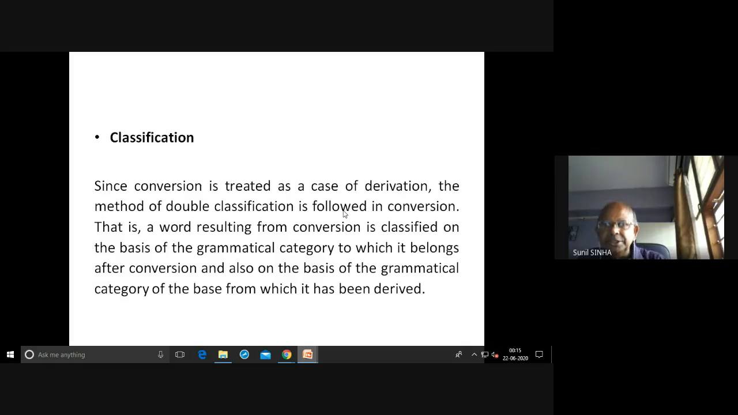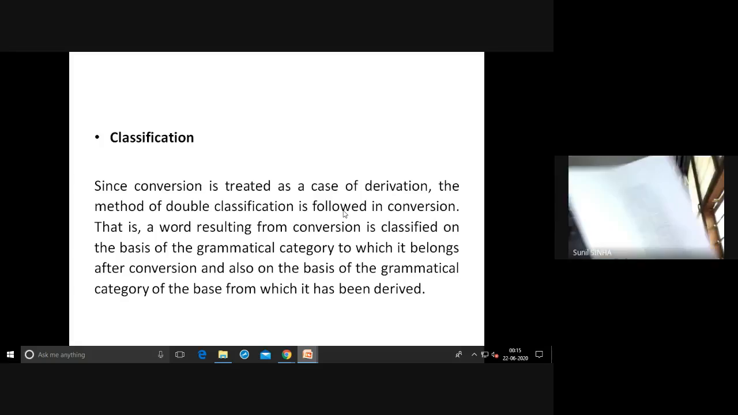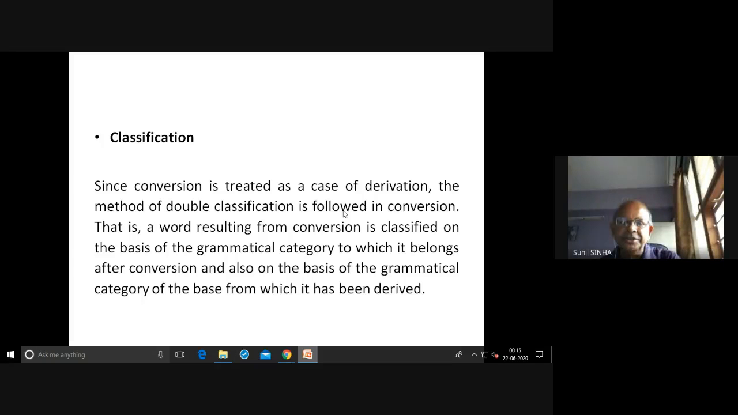That is, in conversion, we adopt the process of double classification. Why double classification? Because we derive one class of word from another class of word. Intellectual is an adjective and we derive a noun intellectual from this adjective. So intellectual is an adjective and intellectual is also a noun. This is called double classification.